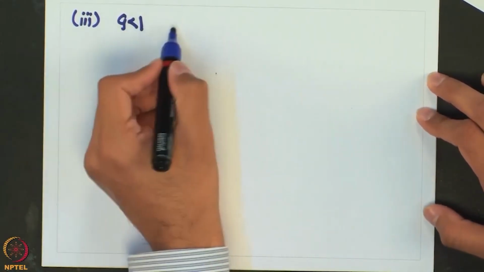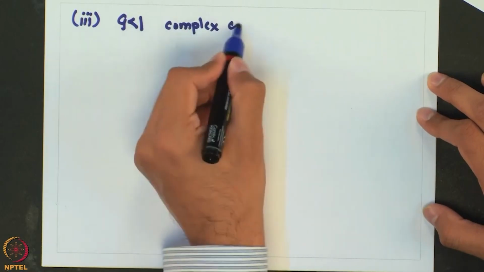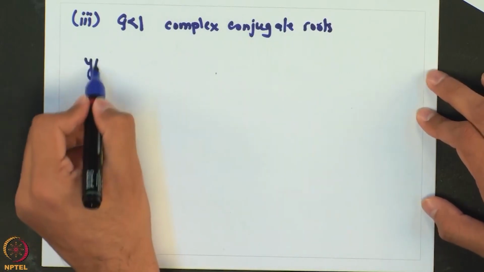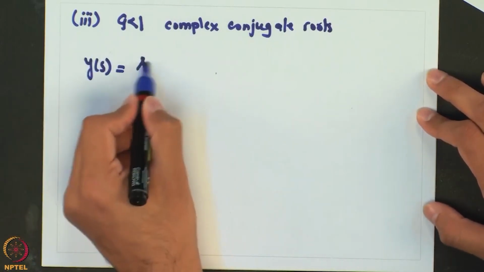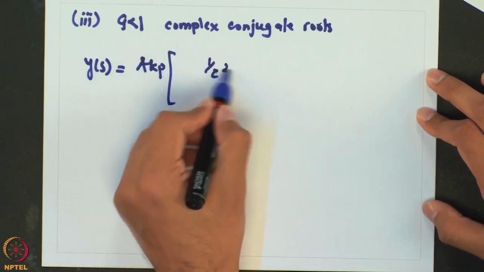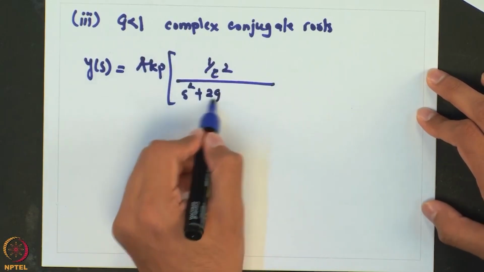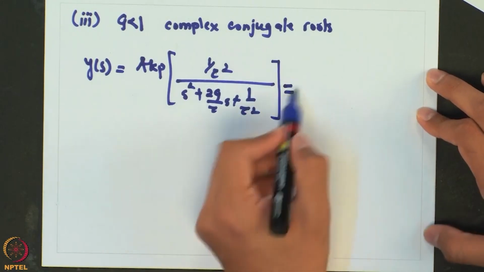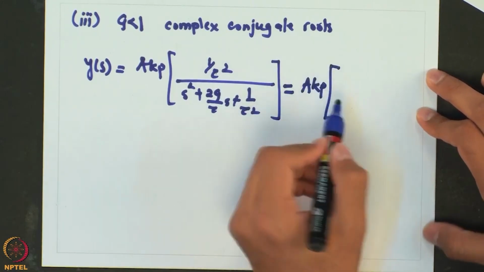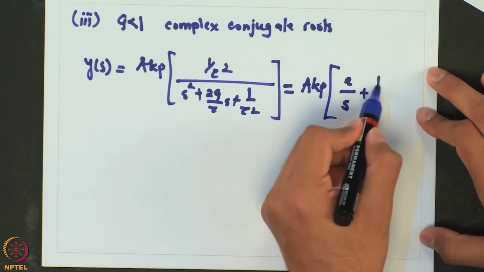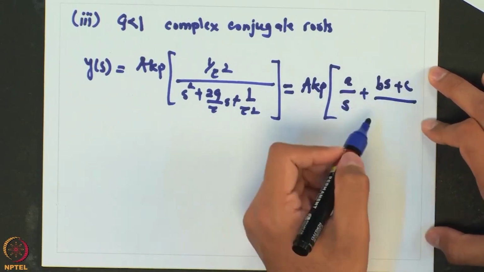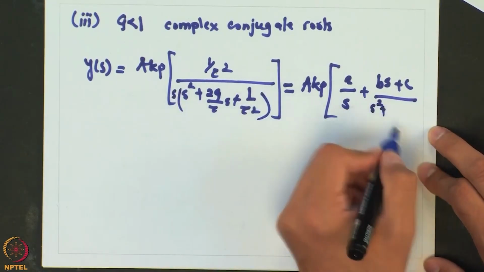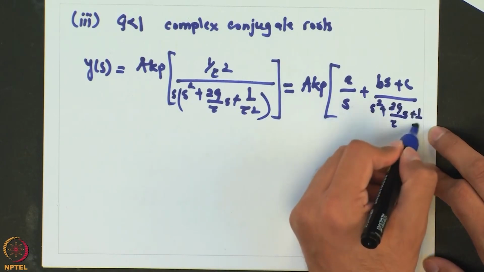So, in that case, what we have is complex conjugate roots. So, we have Y(s) as A K_p (1/tau^2) over s^2 + (2 zeta/tau) s + 1/tau^2. This we are going to write in this case as A K_p [A/s + (Bs + C) / (s^2 + (2 zeta/tau) s + 1/tau^2)].